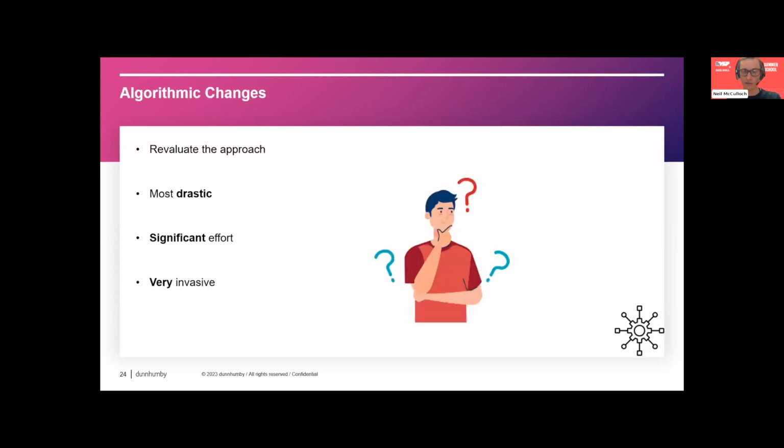Okay, and the final category is algorithmic changes. This is by far the most drastic approach, which involves completely reevaluating the approach you're taking. But this kind of overhaul is often really invasive and requires a large amount of effort to verify that the new approach is as valid as your previous approach. But it is the only real way to achieve performance improvements of multiple orders of magnitude. But it's not something we considered in our case study.